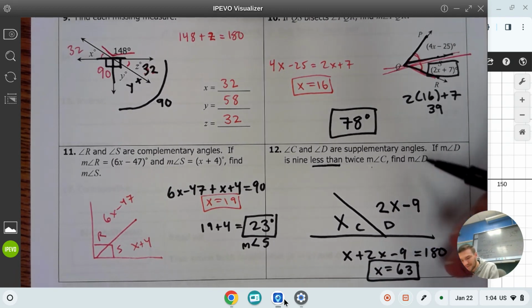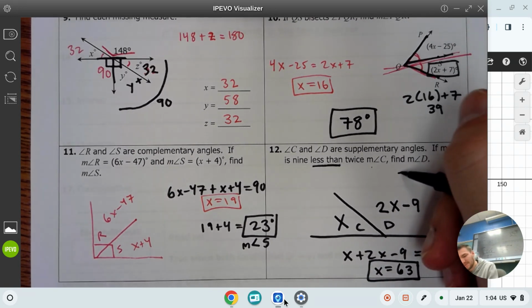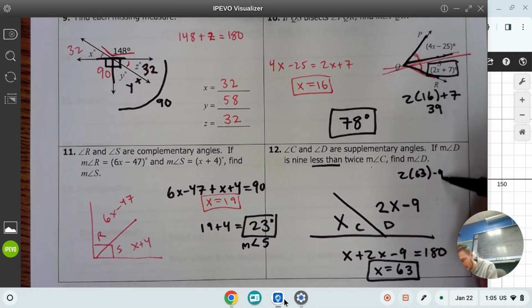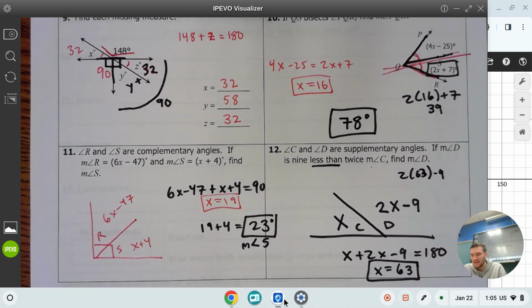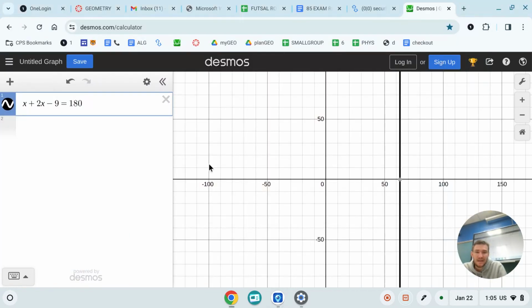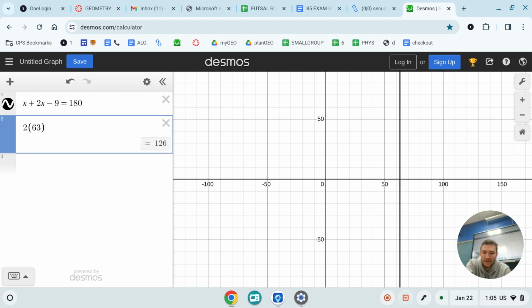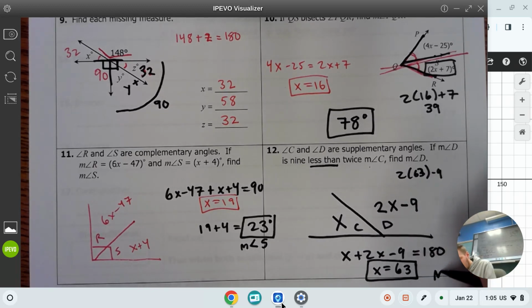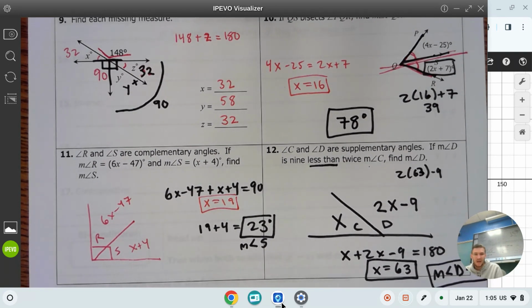We want the measure of angle D, which is 2 times 63 minus 9, which is 126 minus 9, which is 117. 2 times 63 minus 9, 117. Measure of angle D equals 117. That's what we want. All right.